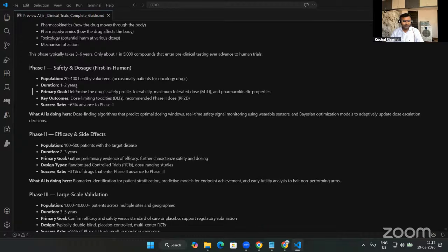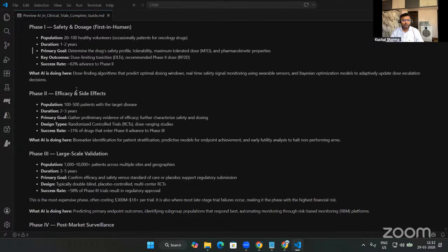That's a big time. When we go for phase 2, it works for efficacy and side effects, and 100 to 500 patients with target disease, they are the registered participants. Duration goes for 2 years to 3 years, and the primary goal is to gather preliminary evidence of efficacy, further characterize safety and dosing. Design types are randomized controlled trials and dose ranging studies.